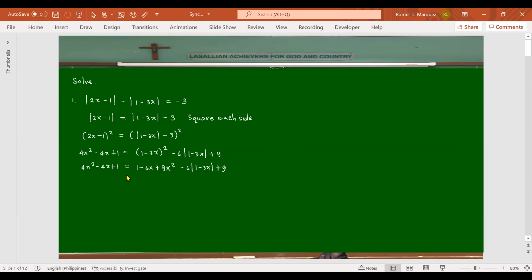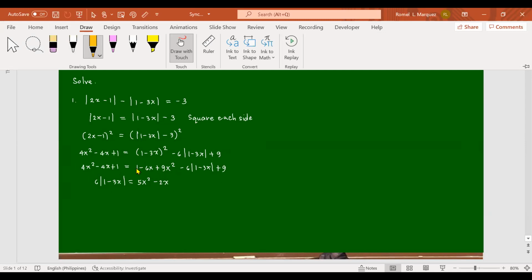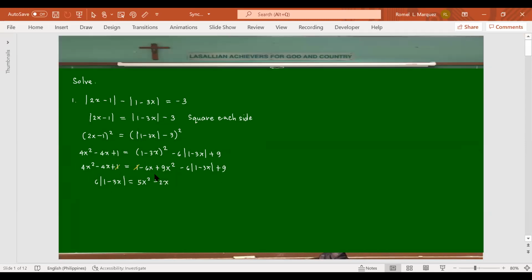And then plus 9. So let's collect those terms without absolute value, and this absolute value expression, when transposed to the left side, is 6 times the absolute value of 1 minus 3x. Let's isolate that expression. 9x squared minus 4x squared is 5x squared. And then we have negative 6x plus 4x, which is negative 2x. The 1 here is eliminated because they are the same quantities on opposite sides, no? And then we just have positive 9. Am I correct, guys?